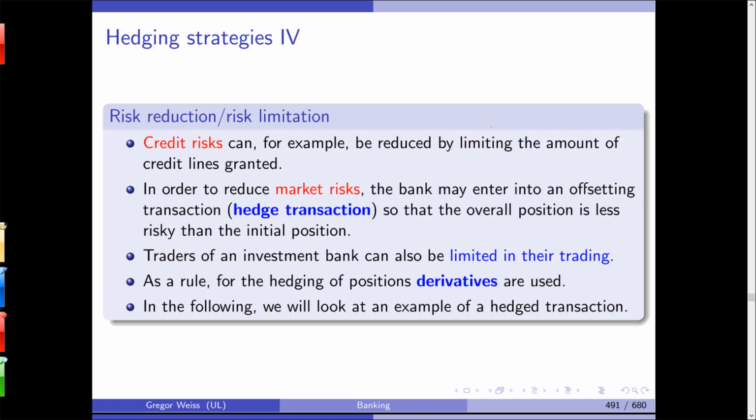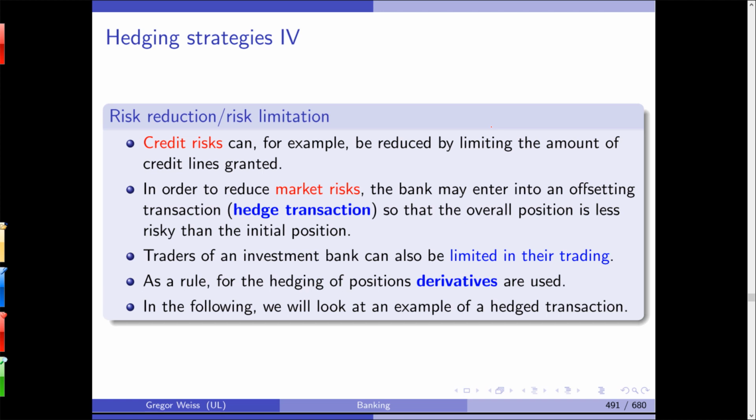Risk reduction, credit risks can be reduced by limiting the amount of credit lines granted. Market risk, here we have hedge transactions. What is a hedge? What is a hedge transaction or a hedge contract? Yeah? It's used to secure a position. What do you mean by securing? Absichern, yeah.